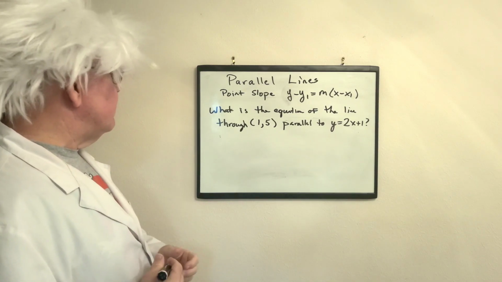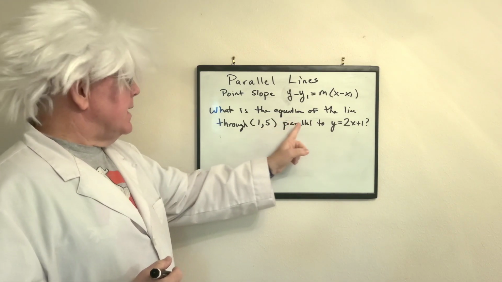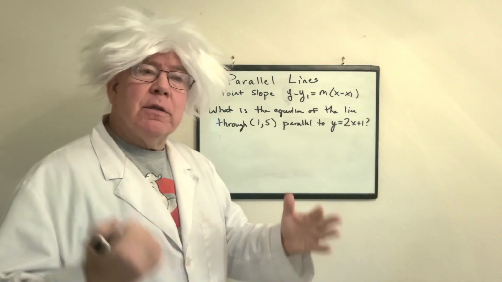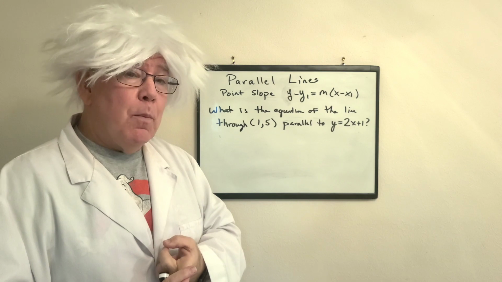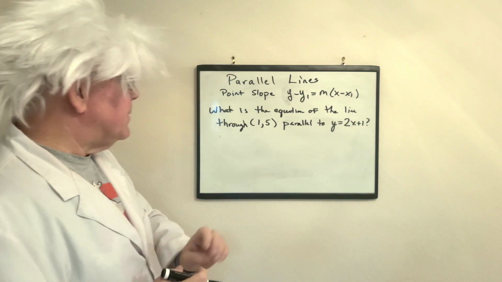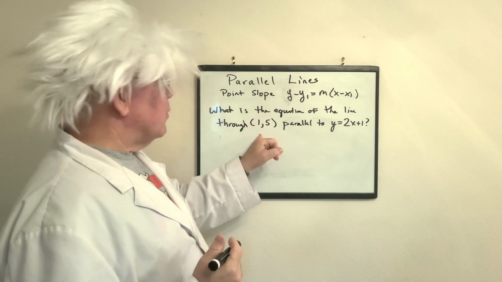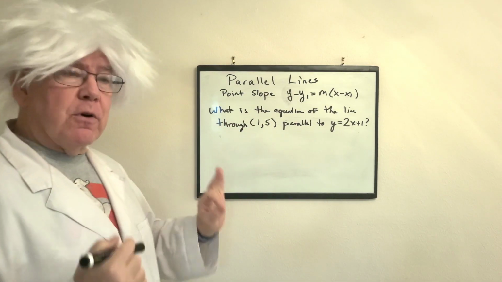What is the equation of the line through this point that is parallel to this equation? Now, parallel lines have the same slope, but different y-intercept, all right? And thankfully, Professor AlgeBro has got this to where it's not the same line. So let's first look at what we have.